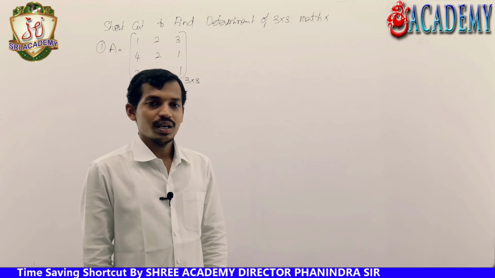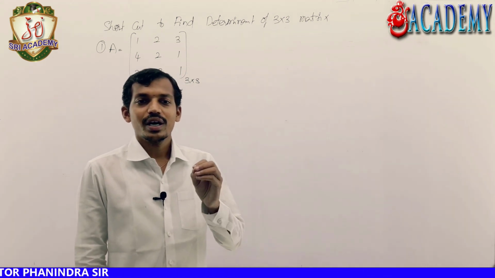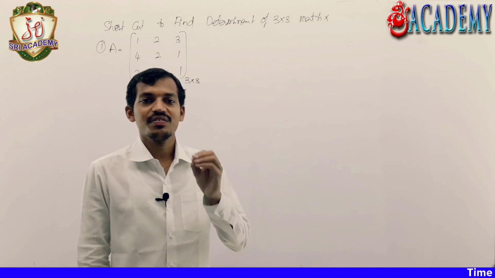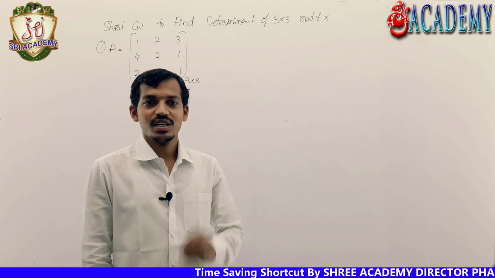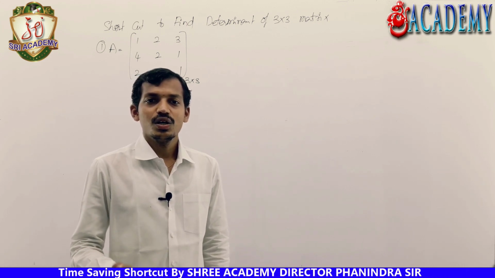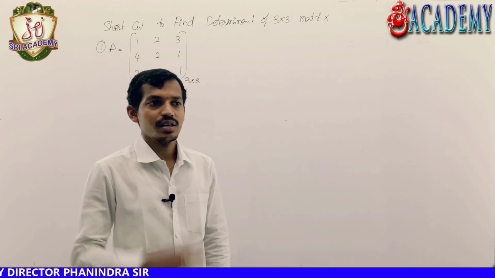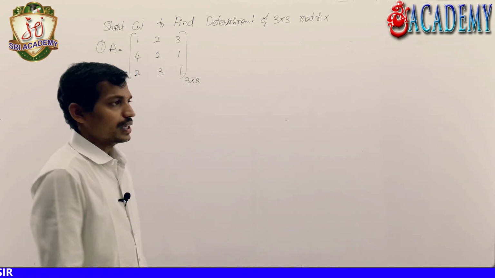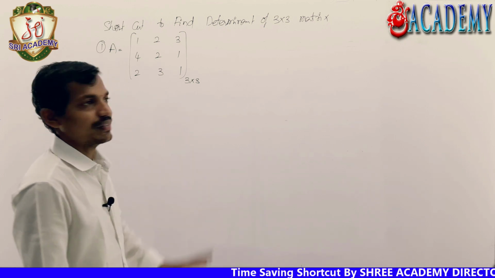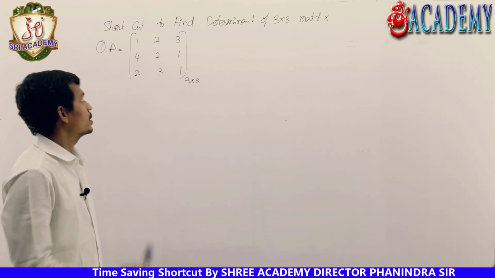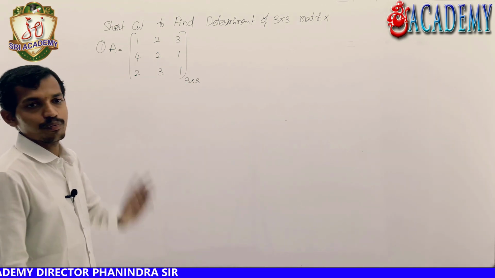Now we are going to learn a good shortcut to represent a determinant of a 3 by 3 matrix. By using this shortcut, we can do any 3 by 3 matrix determinant very easily. See here how. A given question is a 3 by 3 matrix having 9 elements: 1 2 3, 4 2 1, 2 3 1.